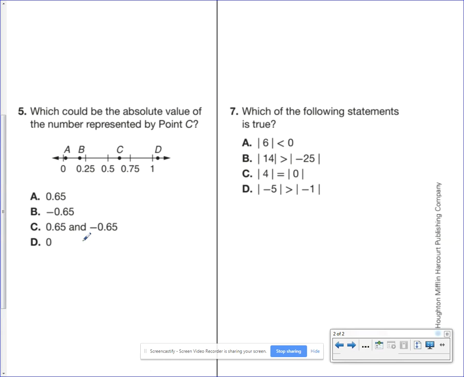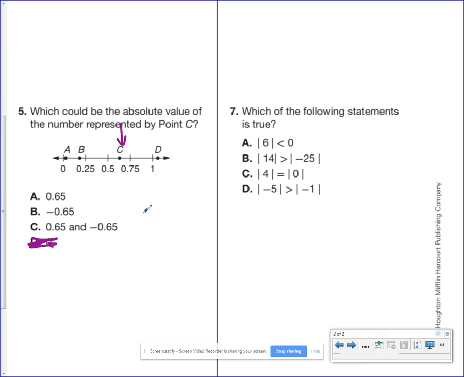All right, 5. This is a good question because it says, what could be the absolute value of the number represented by point C? So first of all, you look at C. You're saying, okay, it's between 5/10 and 75/100. And I notice all my answers are either 0. It's not 0, because point A is close to 0, but not this guy. So clearly this has a value of 65/100, okay?